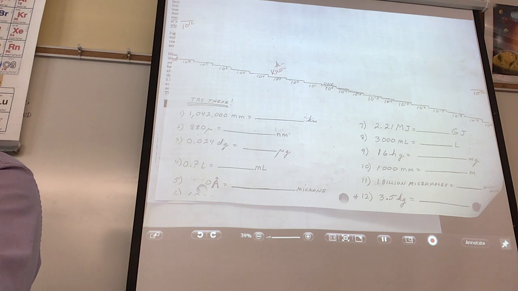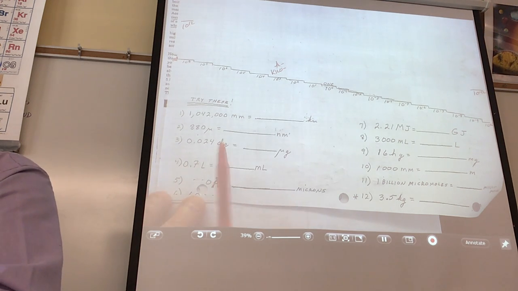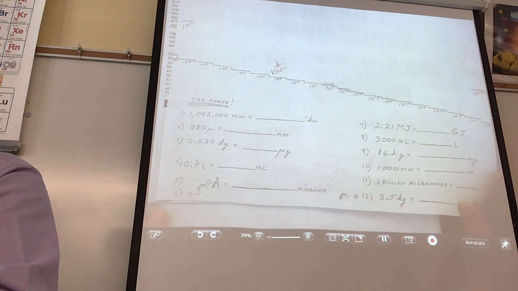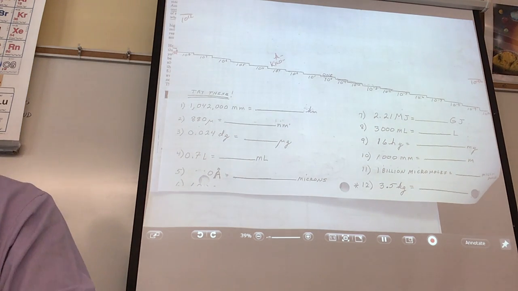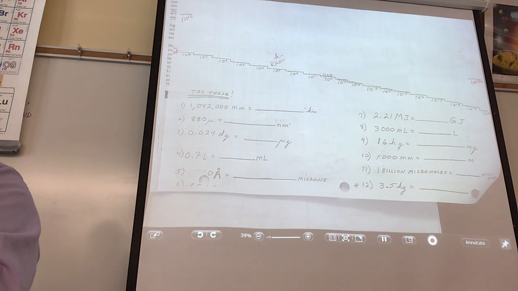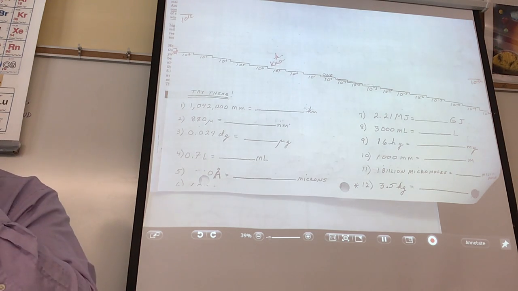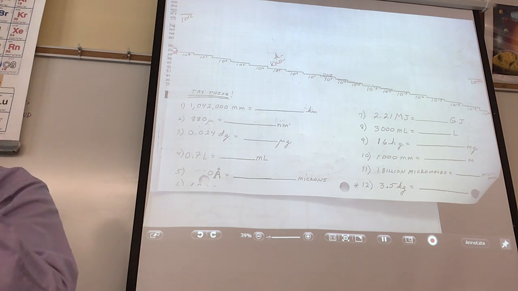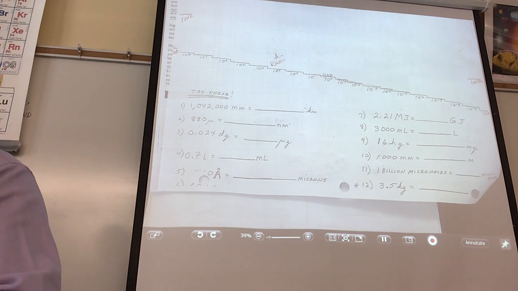So look at this problem here. 1,042,000 millimeters equals how many kilometers? You say, there's no way I can do that problem. Well, there is. You don't think you can do it because you're thinking in terms of your own system. What if it said 1,042,000 inches equals how many miles? That would be a hard problem. This is not. This is an easy problem. I'm going to show you how to work this.